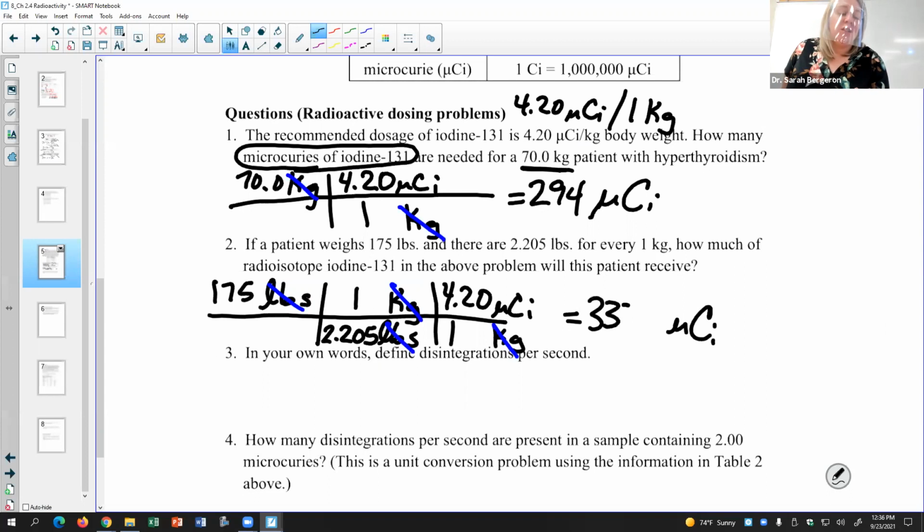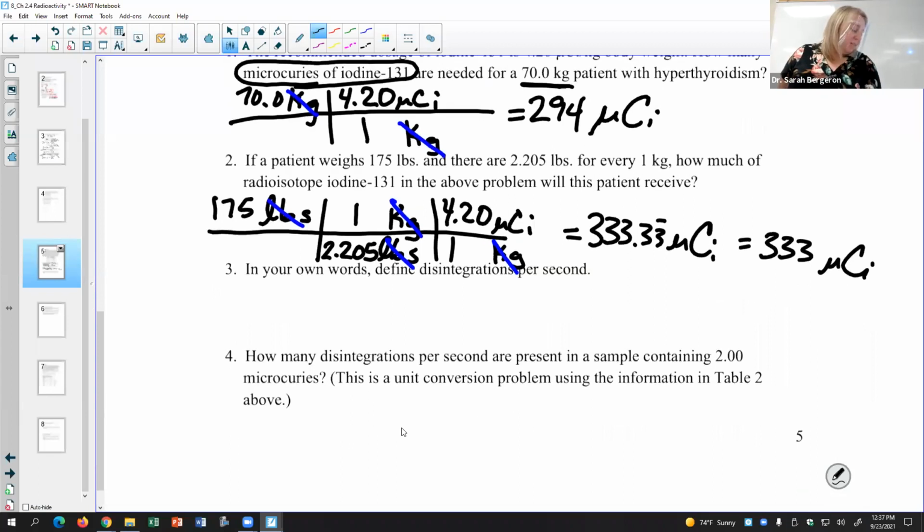I got 333.33 repeating, right? So how many of those numbers are significant? How many sig figs are here? 3. This is a conversion, so there's an infinite number in a conversion. We don't count that. So really it's just based on this, so it is 3. So you should put 333 microcuries.